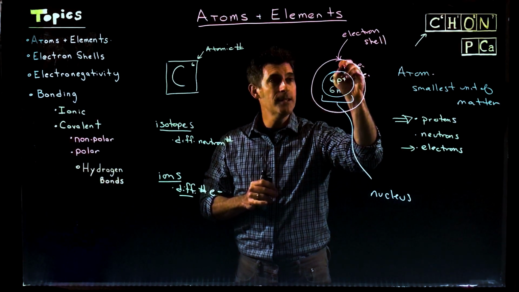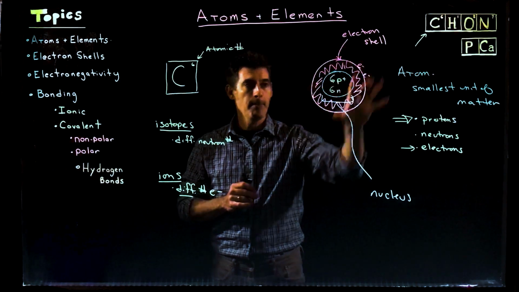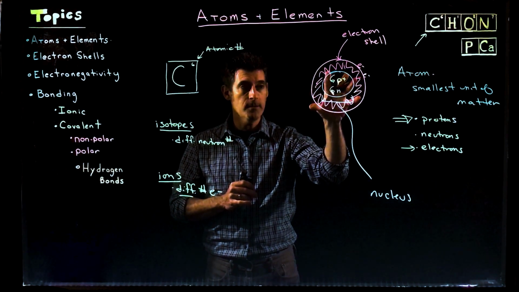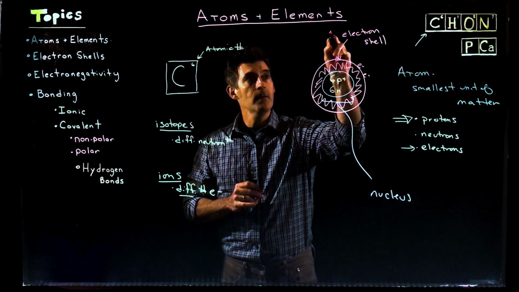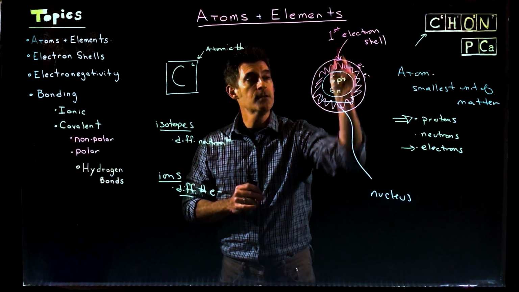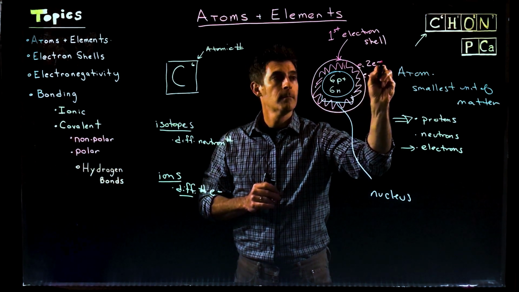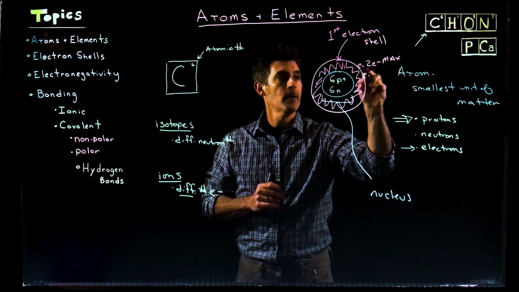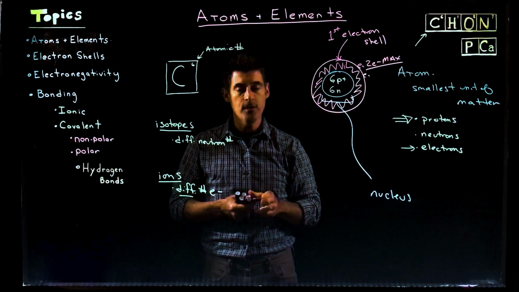What we're going to know is that the electrons are found here. They're somewhere in this region around the nucleus. And in this closest electron shell, what we call the first electron shell, there are 2 electrons max. All right, we can't have any more than 2 electrons in this first region.